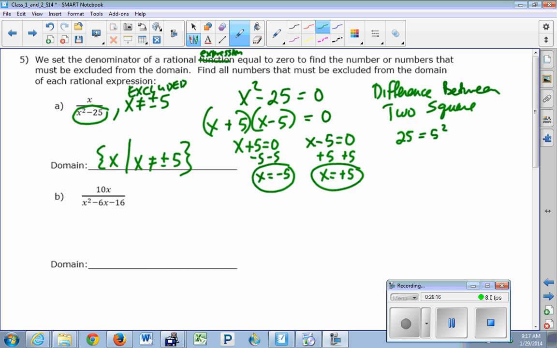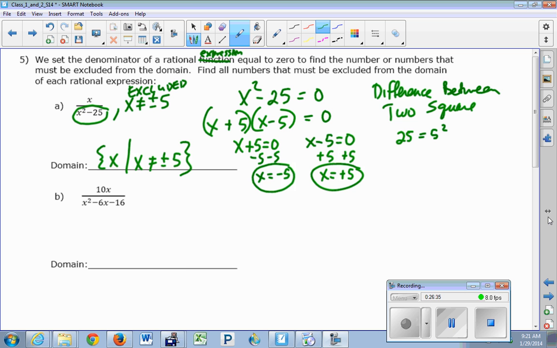Okay, so I'd like you to work together on the next rational expression. If you need to, you all have boards beside you. That's why I had the boards put in the room. Feel free to get up and work on it together, and work on both finding the excluded values and the domain for B.